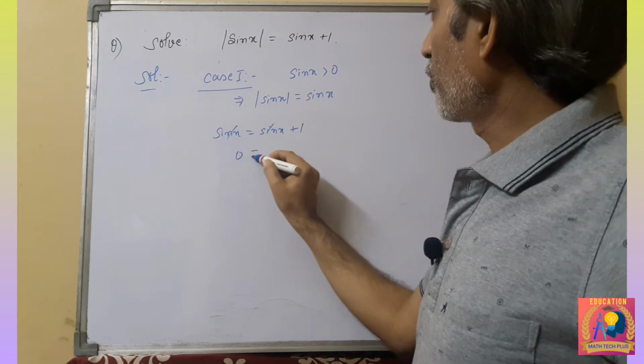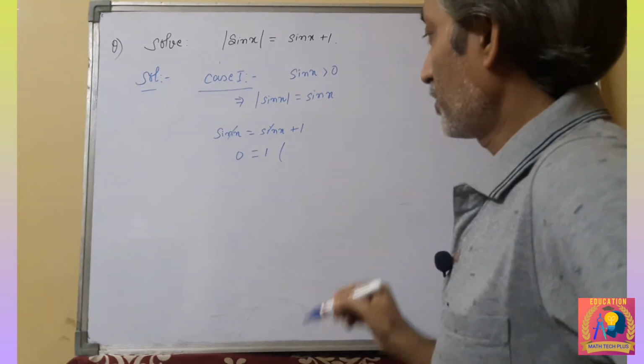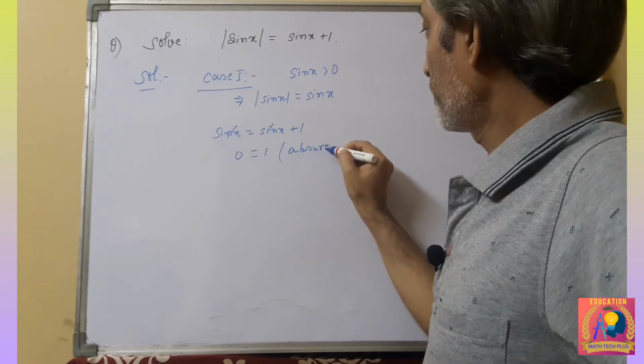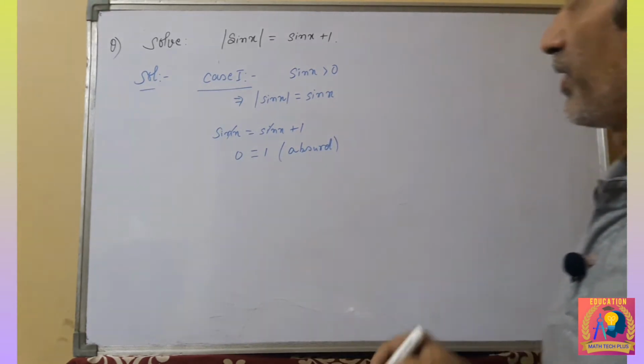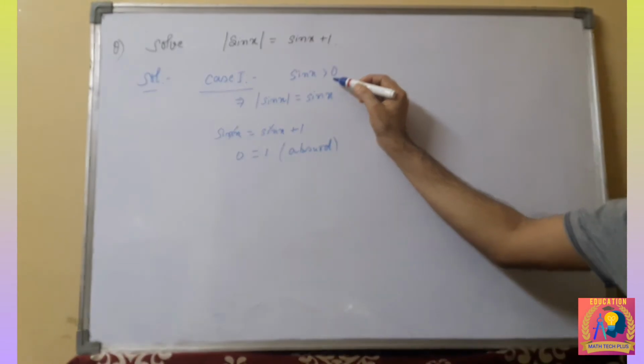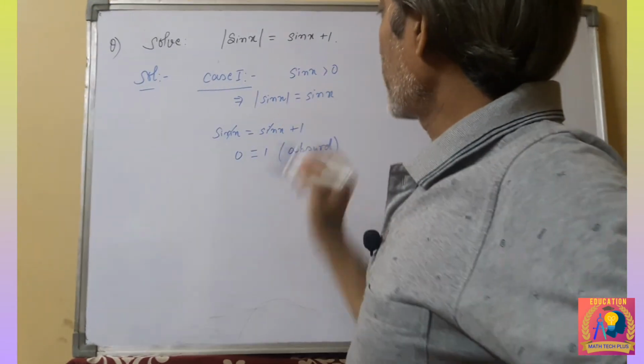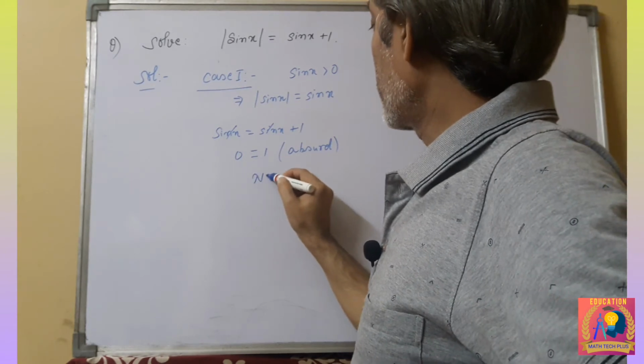So we are getting 0 equal to 1, which is not possible, absurd. And therefore when sin x is more than 0, no solution exists. In this case, case 1, no solution exists.